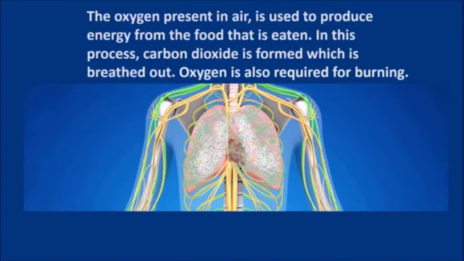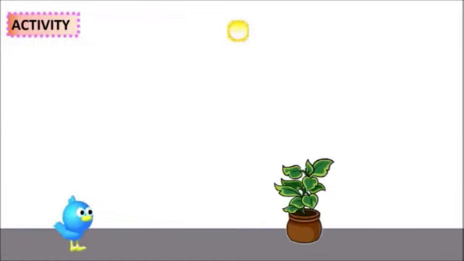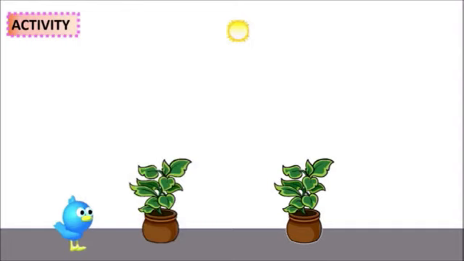Oxygen is also required for burning. Plants require air to live and grow. Let's do an activity. Take 2 potted plants.